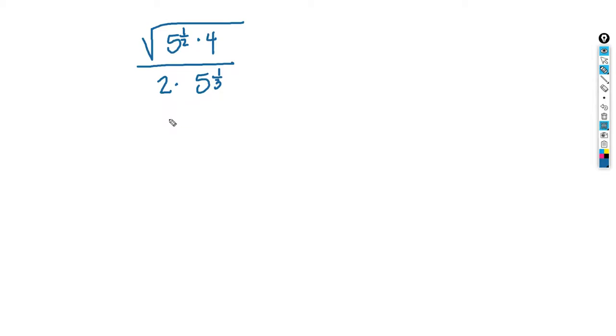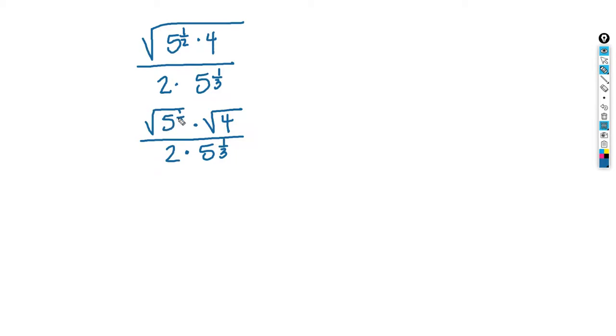So just like the other one I was helping you with, we're going to split up the numerator a little bit to make it easier for us to work with. So I'm going to split that square root and just have it like this. The square root of 5 to the 1/2 times the square root of 4. So I broke up that square root on the top, and I'm just going to leave the bottom, the denominator, as it is for now. So now I can work with each of these individual pieces.